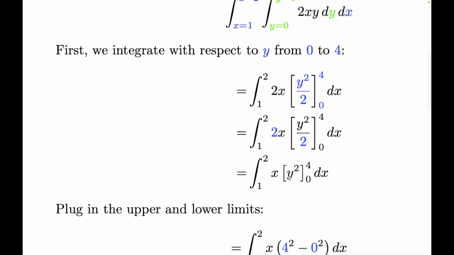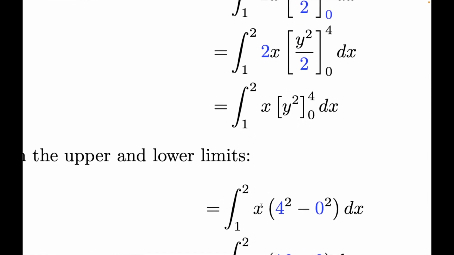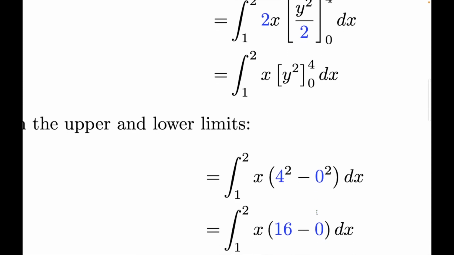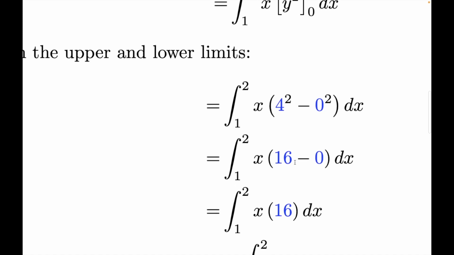Let's plug in the limits of y, and x remains the same. For y, first we put y equal to 4, so it becomes 4 squared, and minus, next the lower limit which is 0, so 0 squared. Simplifying, 4 squared is 16, minus 0 squared which is 0, so 16 minus 0 means you will get 16. So after simplification we reach this step.